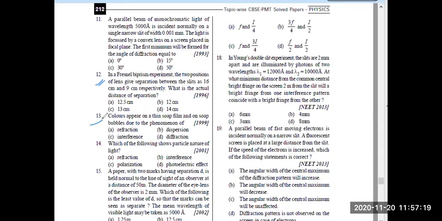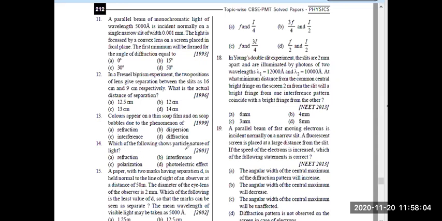Okay, tell me 13th. Yes, 13th, C. Color appears on soap film and on soap bubble due to the phenomenon of... C na, C, Manoj, C, right? Due to interference. Okay, right? Due to interference.